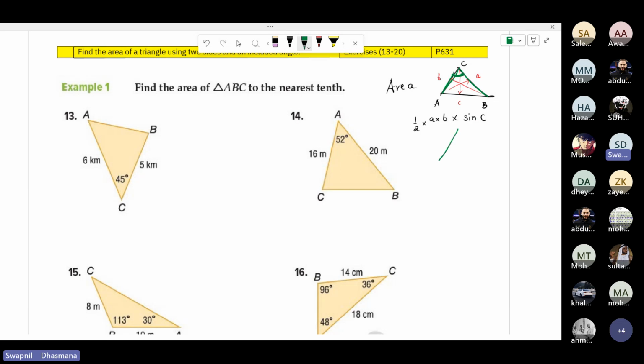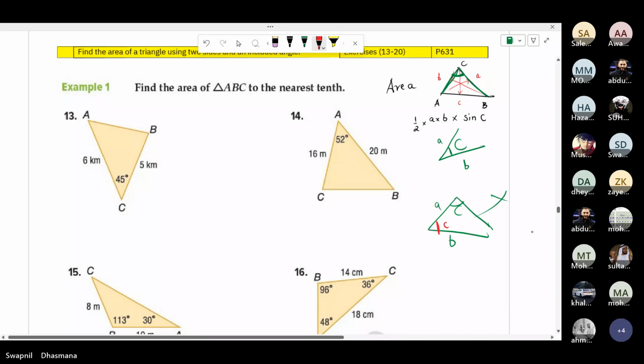So it should always be like this. This is A, this is B, this is C, between the sides. It should not be like this: this is A, this is B, this is C. That is wrong, you cannot do it. It has to be here.